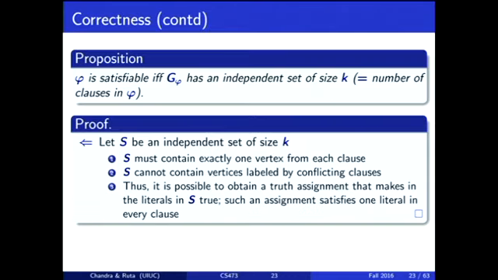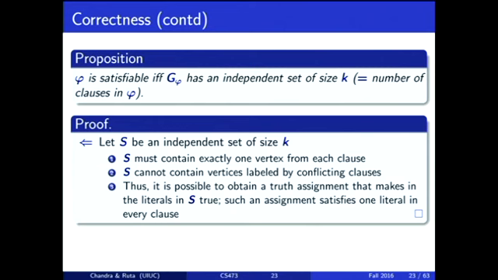Okay. Here I'm using k to be m, the number of clauses. So, how can there be an independent set of size m in the graph I constructed? Remember, it has m triangles. If there is an independent set of size m, then every triangle has to have one vertex, because I can't take two from each triangle. So every triangle has exactly one vertex in my independent set, because there are m triangles and an independent set of size m.